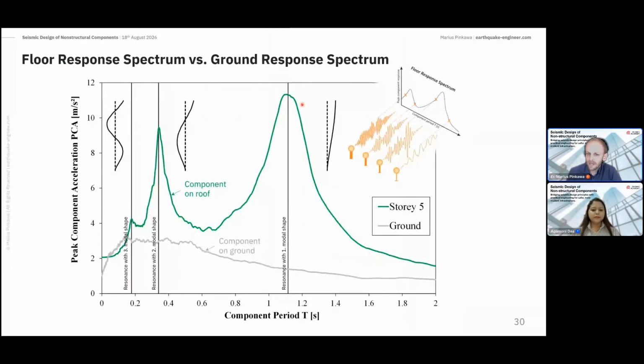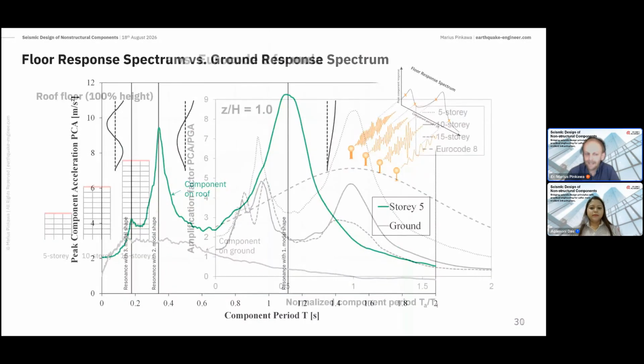We see the resonance effect with the fundamental mode of the building, also with the second mode, and this resonance effect is very strong. So we will yield very large amplification factors. And such floor response spectra are usually used in nuclear facilities or in very critical and important facilities.